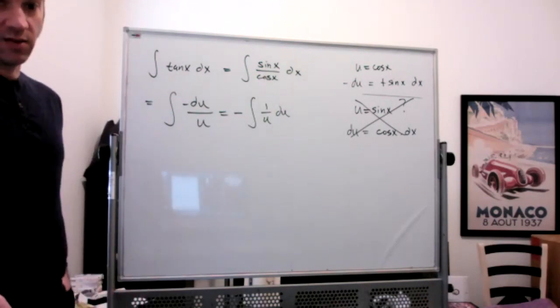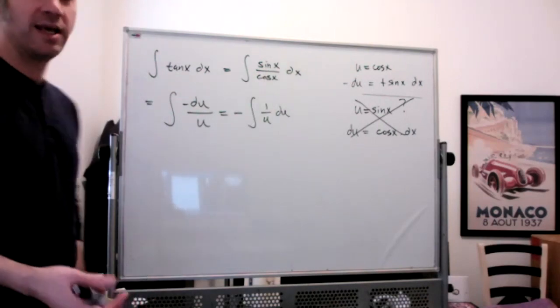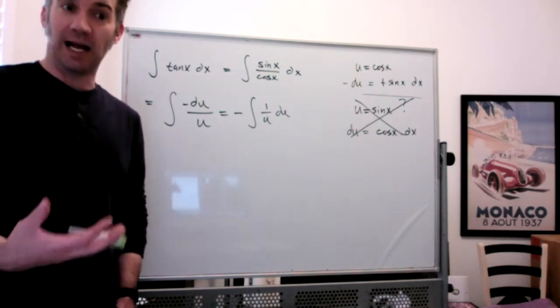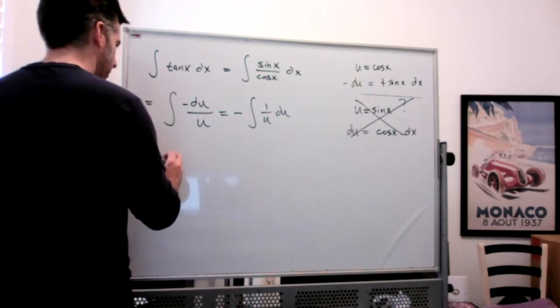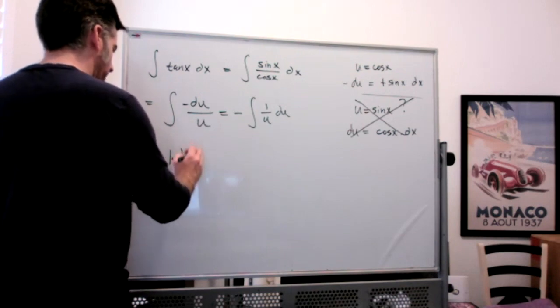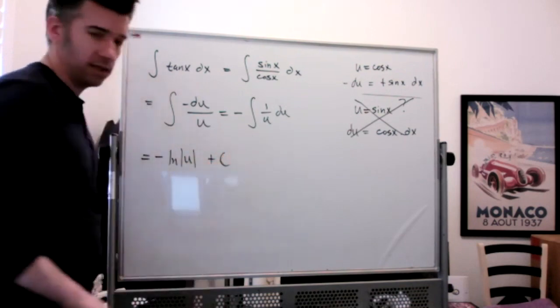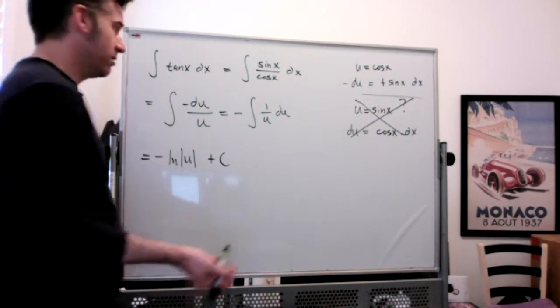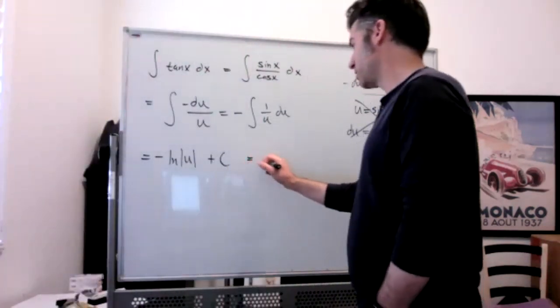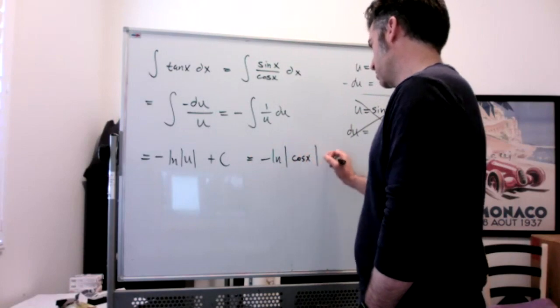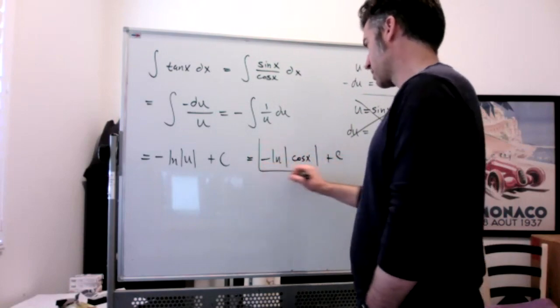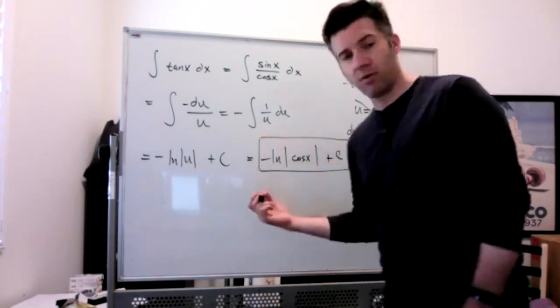The integral of 1 over u is the natural log of the absolute value of u. So it's going to be negative natural log of the absolute value of u plus c. Then we plug back in what u is equal to: the negative natural log of the absolute value of cosine of x plus c. And that is how most people write this.